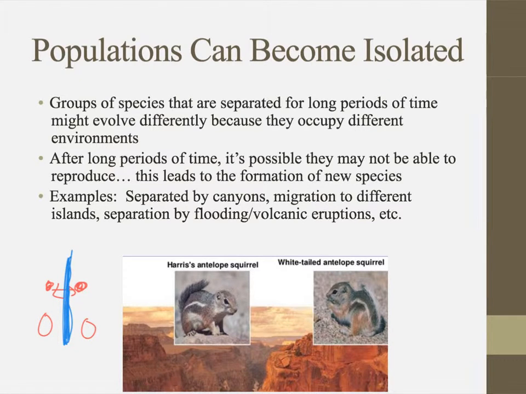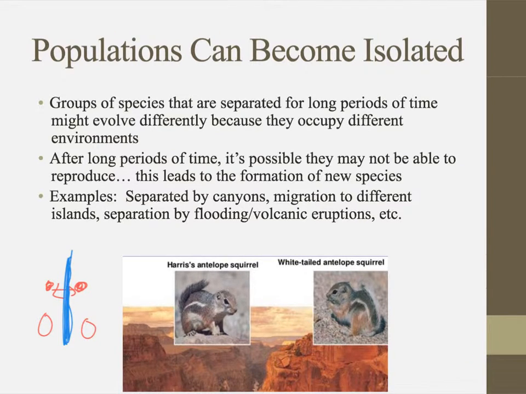If they become separated for long enough periods of time, they might evolve differently. Maybe this environment becomes slightly different than this one. And so this environment favors some traits while this favors different traits. That's going to cause them to evolve in different directions. After really long periods of time, they may not be able to reproduce anymore. Even if you were to remove this geographical barrier, if they've evolved separately enough, they're not going to be able to reproduce anymore. And that's the case here with the antelope squirrels.